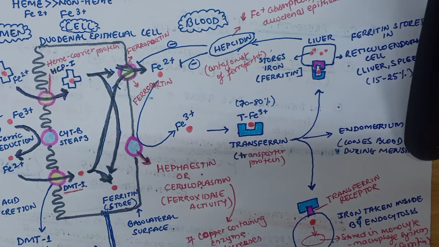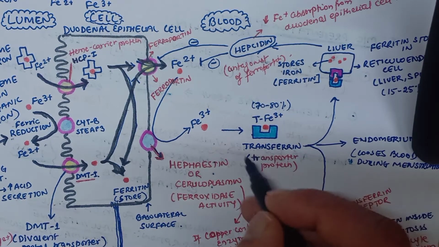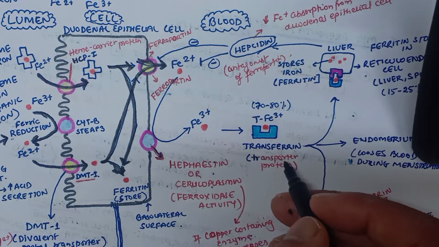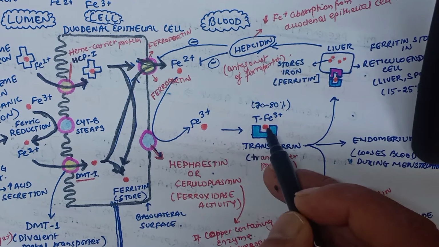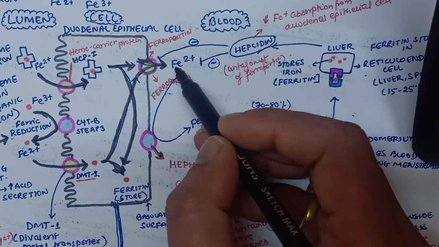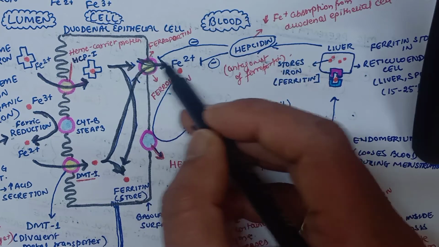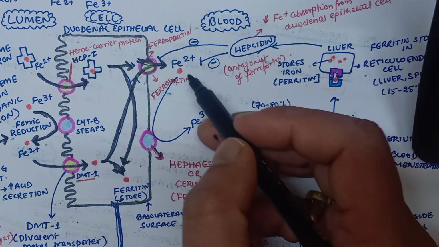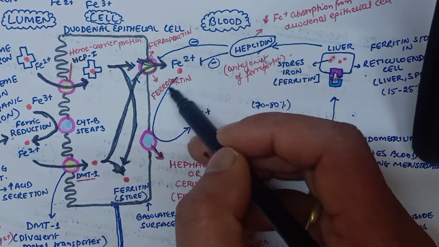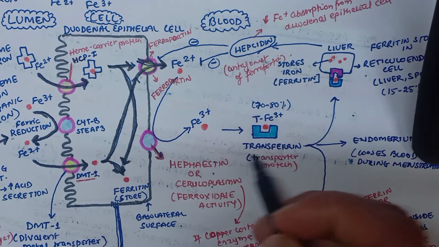Now we will talk about iron transportation from duodenal epithelial cells into the blood. For transportation of iron in the blood, transferrin plays a major role. Transferrin is the major iron transporter protein. Iron binds to transferrin in the ferric form. So the ferrous form of iron that was transported through the ferroportin must be oxidized to ferric iron. This ferrous iron has to get converted to ferric iron so as to get transported by the transferrin.